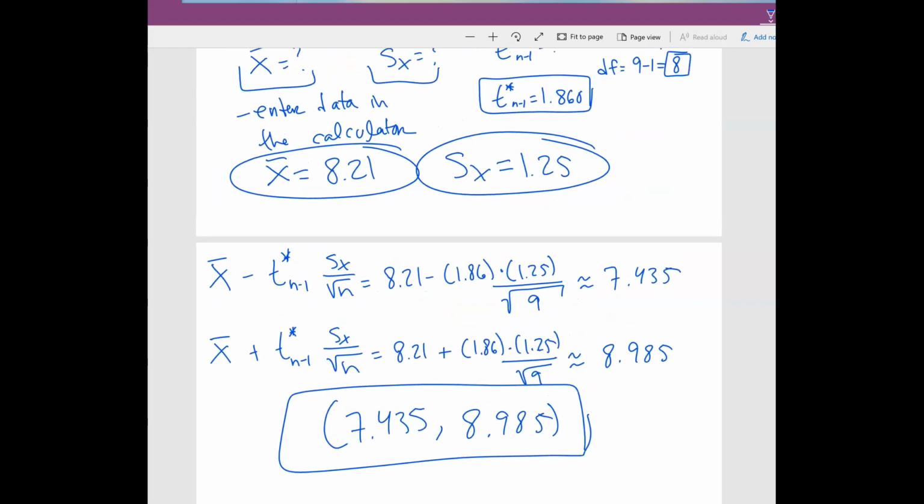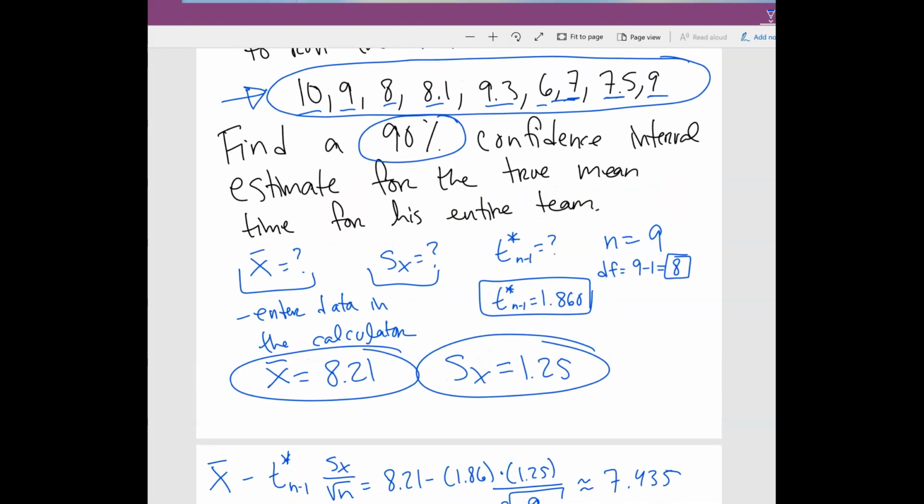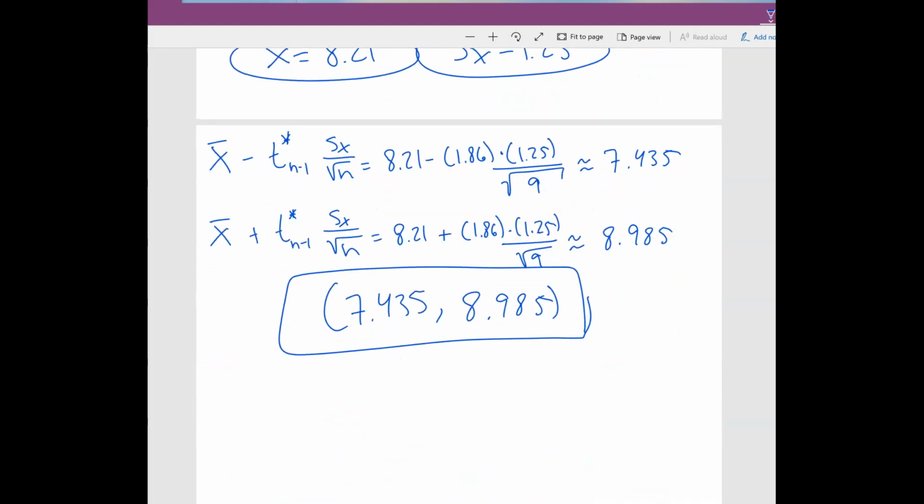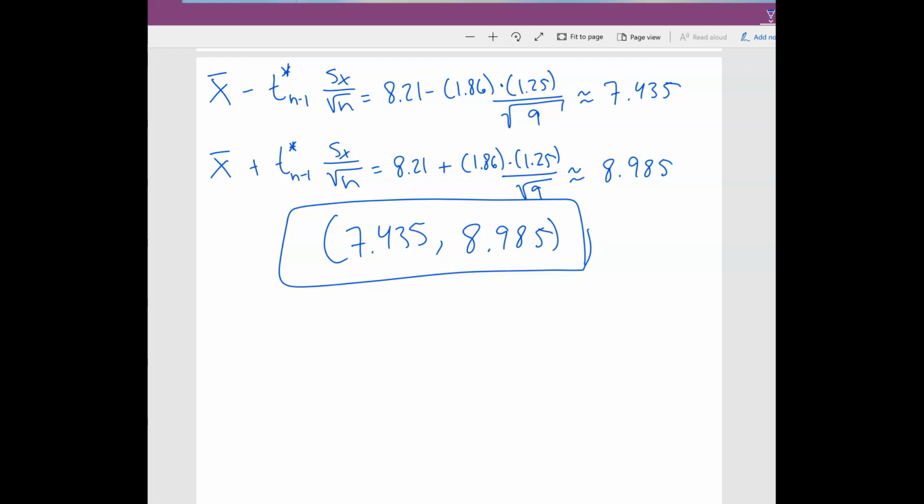Okay? So basically, even though it didn't tell us to interpret it, this means that we are 90% confident that the true mean of all of his football players is going to be somewhere between 7.435 minutes and 8.985 minutes. Okay?